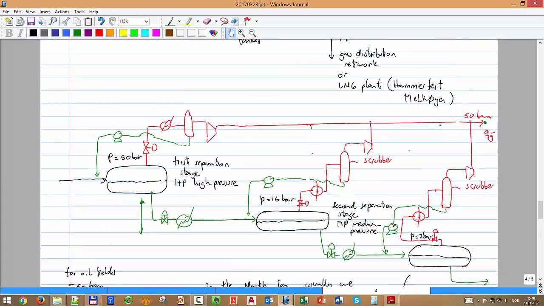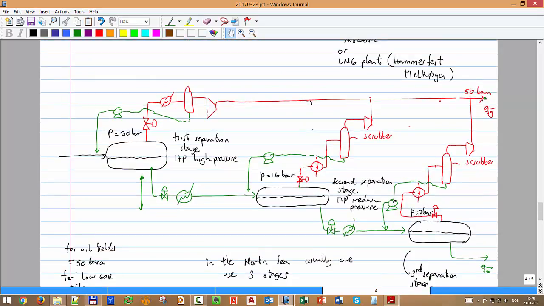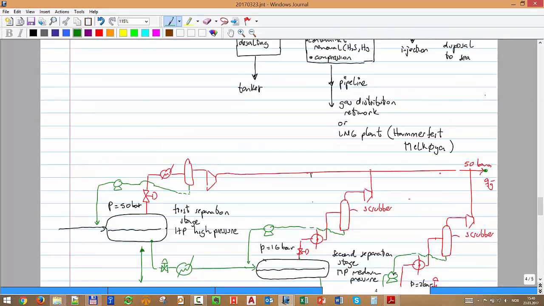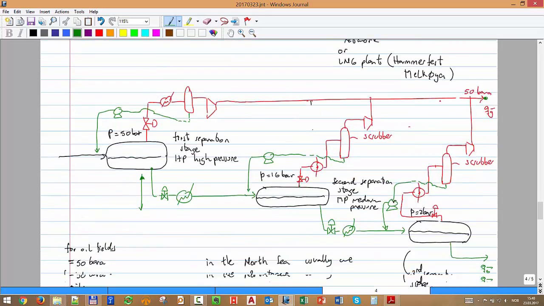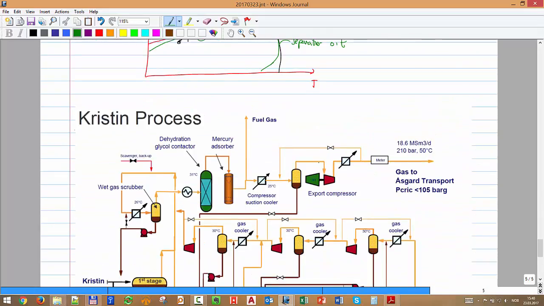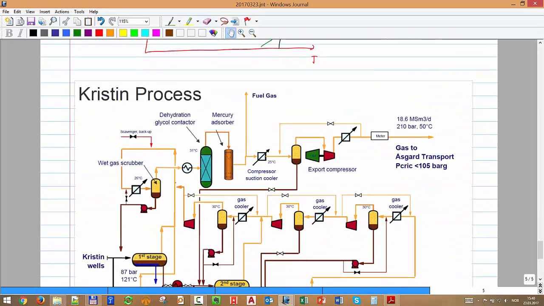So then the gas, where should the gas go? That's that part. Okay, it's separation and stabilization. The gas goes to dehydration, if any, removal of contaminants, and then compression. If you see the drawing of Christine, you see that the whole gas of the platform then goes to dehydration using this TEG glycol contactor.